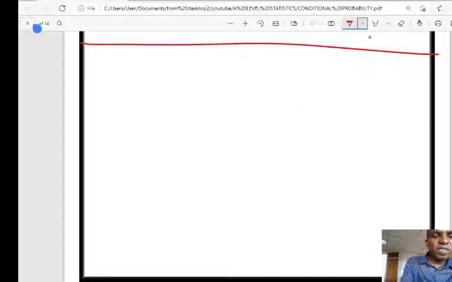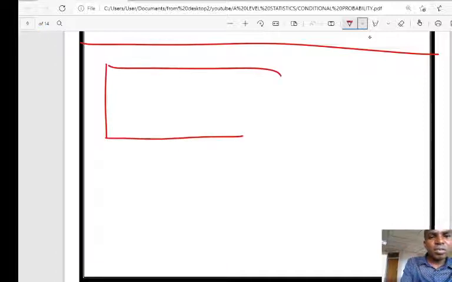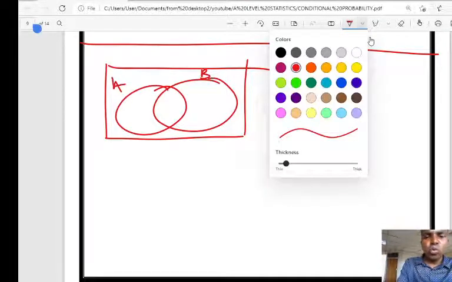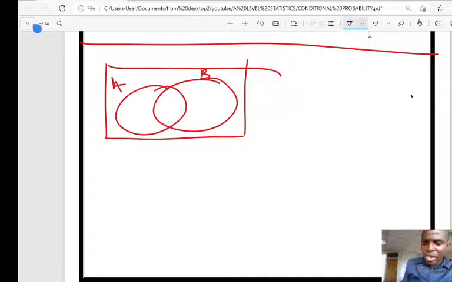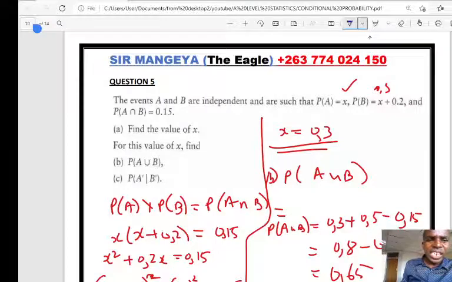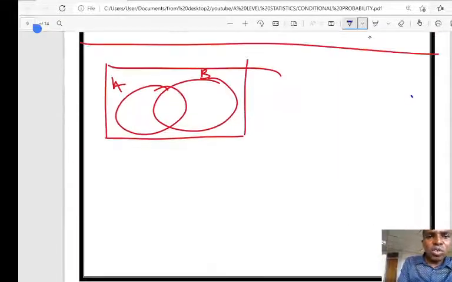Right, we have A, then B, set A, set B. Then the universal set is equal to 1, with A complement. Right, probability of A is what? Let me start with the intersection. Intersection is 0.15.